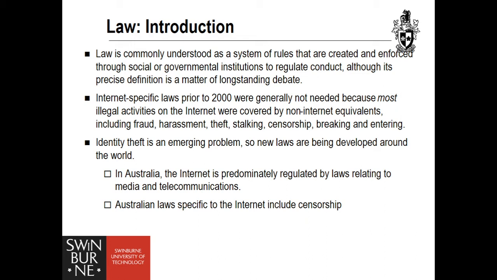The internet-specific laws prior to 2000 were generally not needed because most illegal activity on the internet was covered by non-internet equivalents, including fraud, harassment, theft, stalking, censorship, breaking and entering. Identity theft is an emerging problem, so new laws are being developed around the world. For example, in Australia, the internet is predominantly regulated by laws relating to media and telecommunication. The Australian law specific to the internet includes censorship.